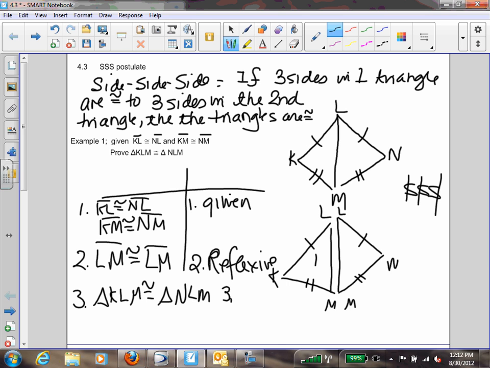By the side, side, side postulate. So this starts out real easy because you only have one postulate to pull from. Okay. Does that make sense?